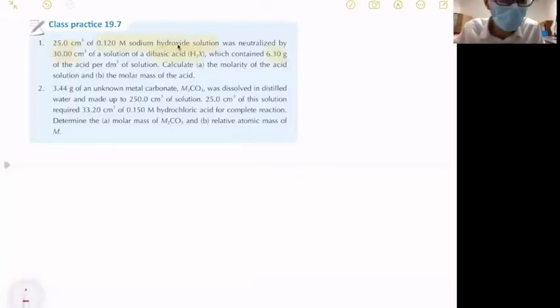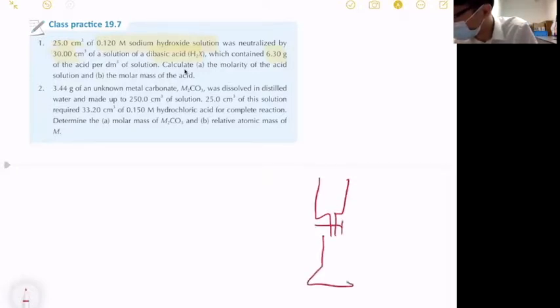So we're going to calculate class practice 19.7. First of all, in this question, I just highlighted the important details. We have 25 cm³ of 0.12 M sodium hydroxide solution, and it was neutralized by 30 cm³ of the solution of dibasic acid. So it means that in your brain, again, you need to have such a diagram.